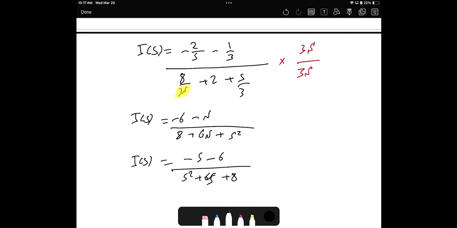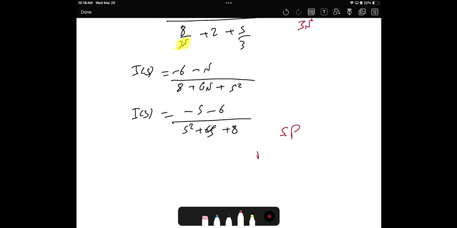Now, this is I of s. Our target is to find I of t. So, what should I do? Do the partial fraction expansion, right? Before doing this, is this strictly proper? Yes, it's strictly proper. So let's do partial fraction expansion.